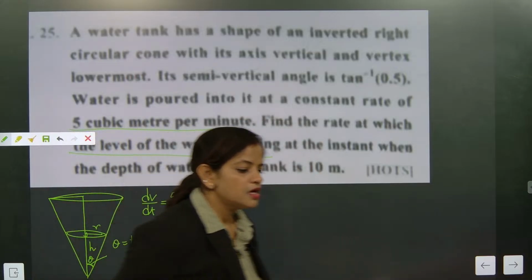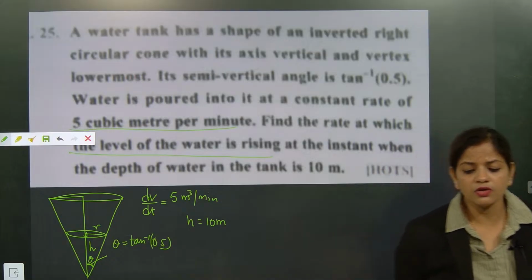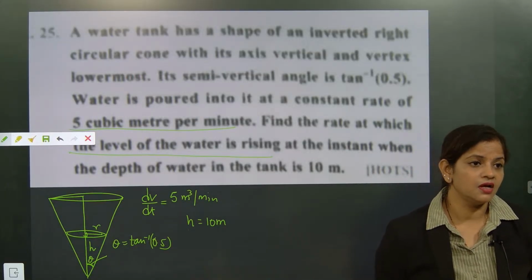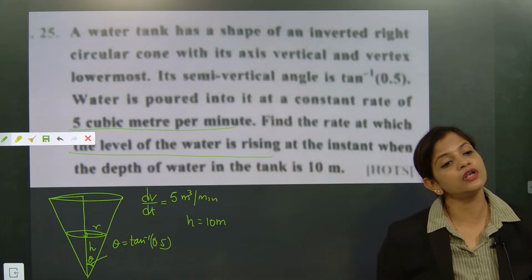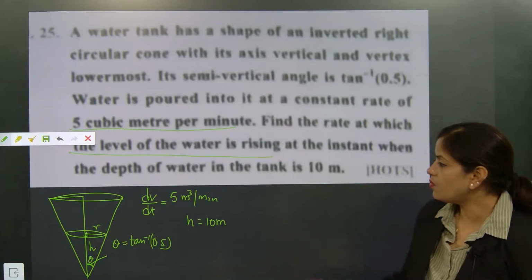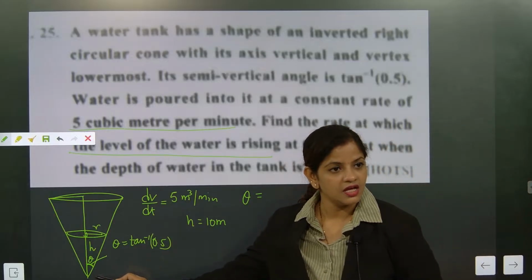Start solving this. Here they are not connected to radius. The entire slot is only for height change. So we have to be very clever. Now what have they given? Theta. The semi angle is only this.